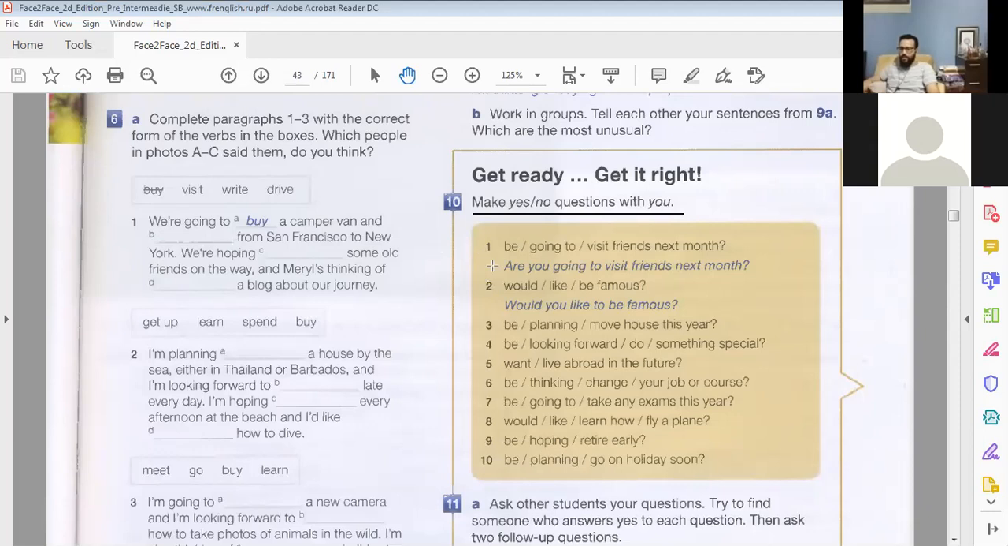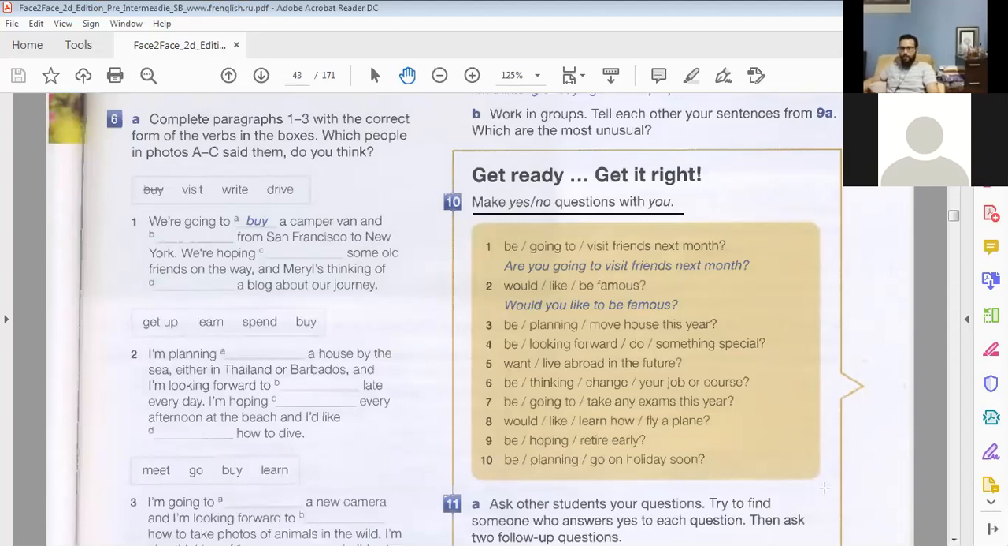Okay. Be going to visit friends next month. Are you going to visit friends next month? Would like be famous. Would you like to be famous? All right. Correct. So this means you need to do the same thing for all the other sentences. You need to make yes/no questions out of them.